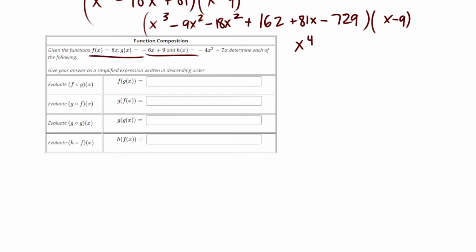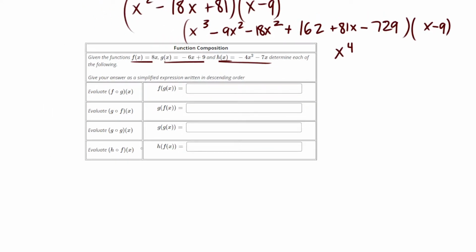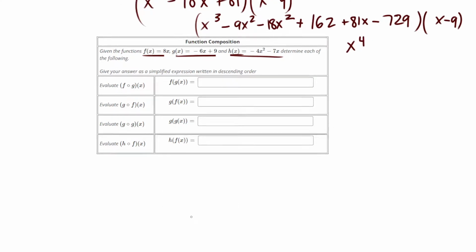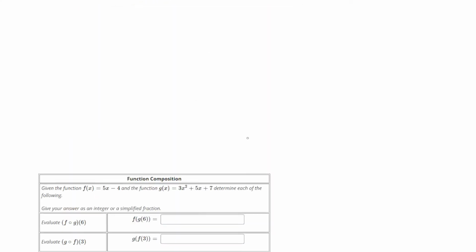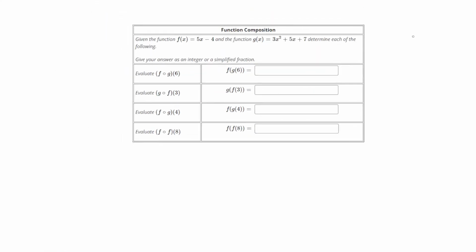Then these are doing exactly the same thing that we've been doing before. You just want to keep track of which one's f of x, which one's g of x, and which one's h of x, and which one is being composed of which. I don't want to go through these because it's kind of time intensive, but we'll go down to this one. And it's going to be almost exactly the same, but this time we're plugging in numbers.